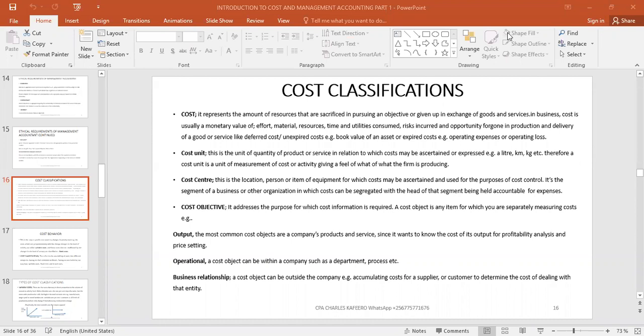Last time we stopped on ethical requirements of a management accountant.